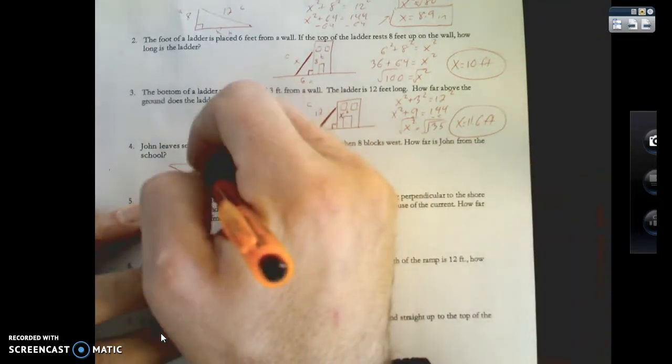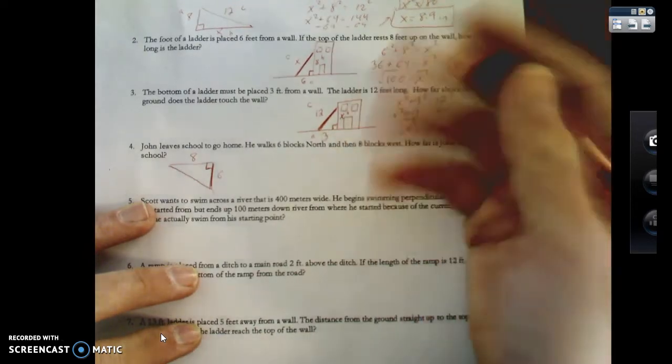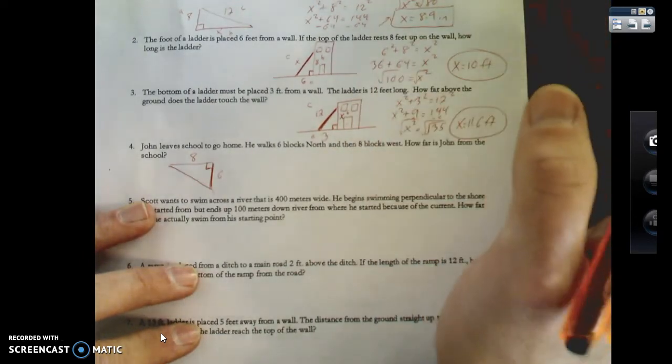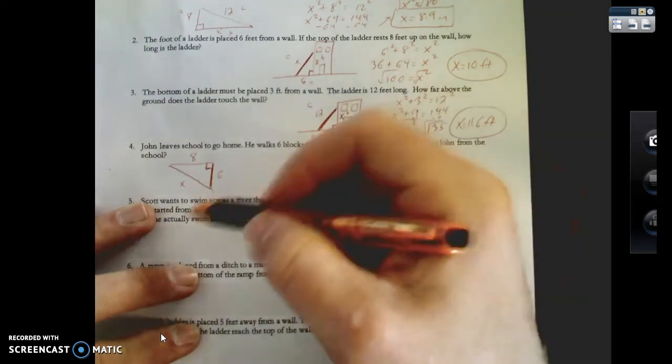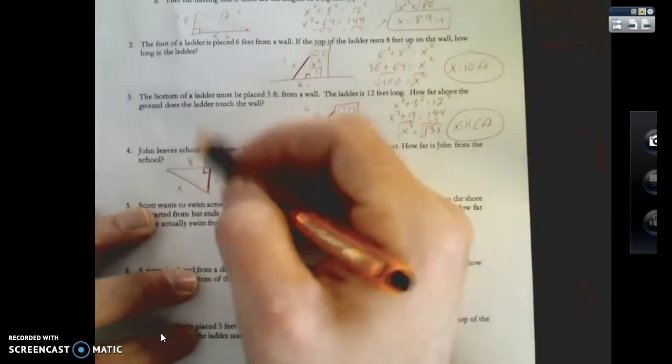Okay. Well, again, there's my corner. You're always looking for your corner. Which, by the way, if you ever get cold, just go stand in the corner. It's always 90 degrees. So here's my x. Notice how this is drawn differently than the previous problems, but it's still the same basic premise. Across from 90 is my c.